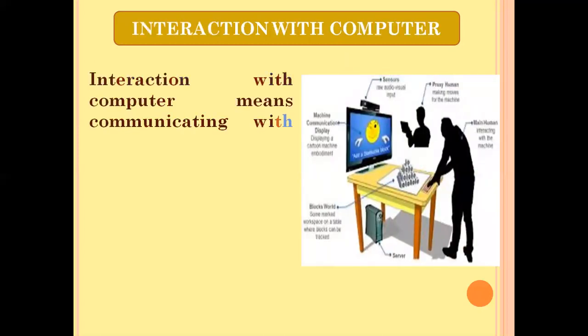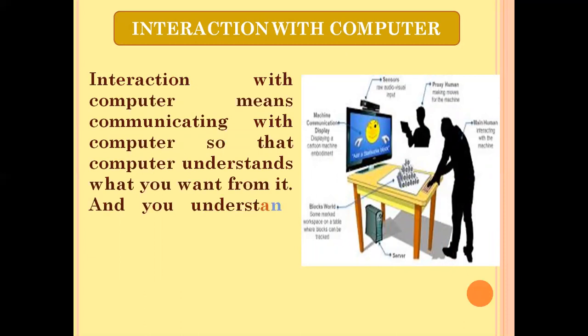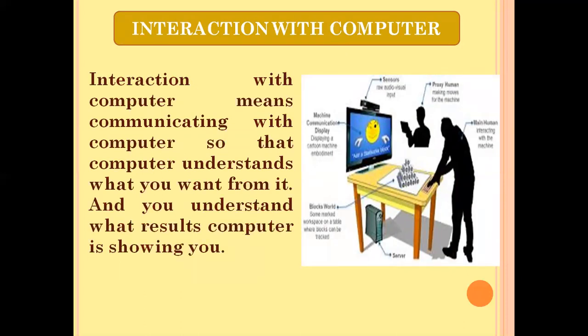Interaction with a computer means communicating with computers so that the computer understands what we want from it and we understand the results that the computer is showing or giving us. Remember, computers are not human beings. We cannot talk to it or communicate with it in our native languages. We have to give it instructions or input, and it has to give us output in a form that is understandable for the computer and for us both.